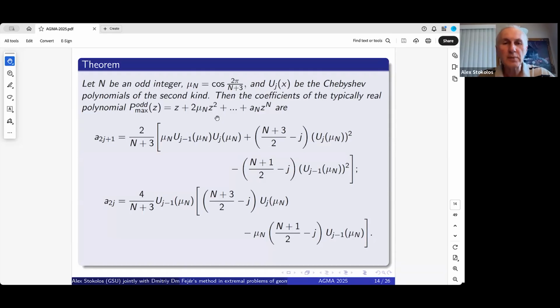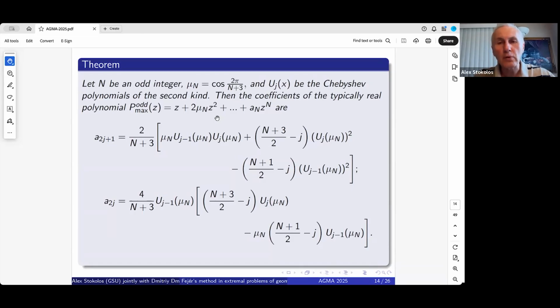typically real polynomials. Why typically real? Typically real are much nicer than univalent polynomials. And any univalent polynomial with real coefficients is a typically real polynomial with proper normalization, right? But what's the problem with univalent polynomials? The sum of two univalent polynomials might not be a univalent polynomial, while the sum of two typically real polynomials is a typically real polynomial.